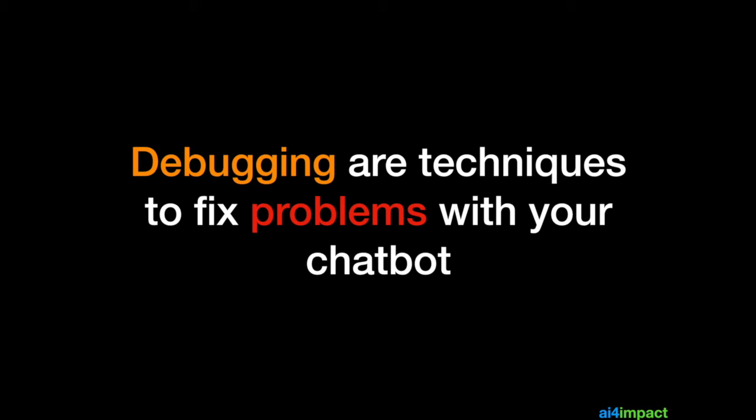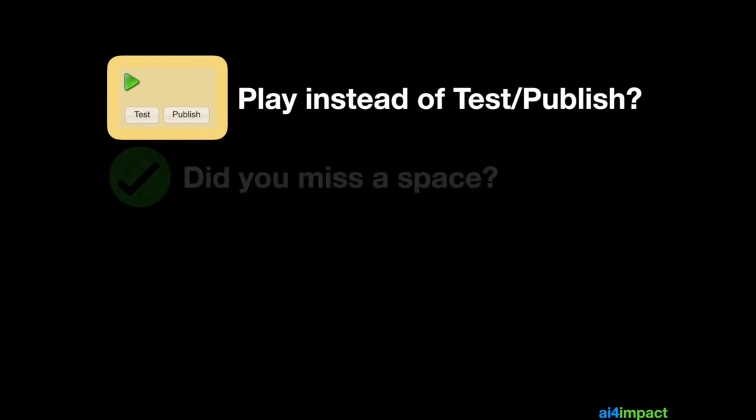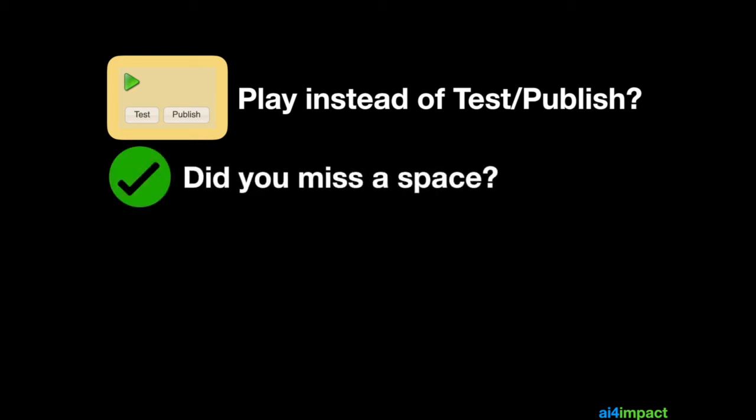Next, let's move on to debugging. These are techniques for you to fix problems with your chatbot, and I want to go over some very common techniques. The first thing you need to do is to check that you clicked on test or publish. You should not click on the green play button. The next thing you need to do is to make sure that you didn't miss a space. It's very easy to miss a space between things, and that causes problems.